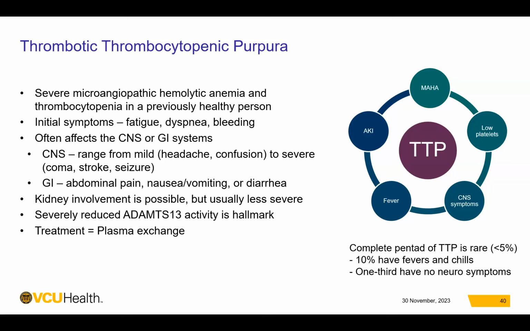Initial symptoms are kind of vague: fever, fatigue, dyspnea, and bleeding. And it often affects the neuro and GI systems. So from CNS, you can have a mild headache or confusion to something more severe, like a coma, stroke, or seizure. And it's 1/3 of patients have severe neurologic symptoms, 1/3 of patients have mild symptoms, and 1/3 of patients have no symptoms at all. GI-wise, it's also pretty nonspecific: abdominal pain, nausea, vomiting, or diarrhea. Kidney involvement is possible, but it's also usually mild to moderate. And the hallmark lab that you would get is a severely reduced ADAMTS13 activity.